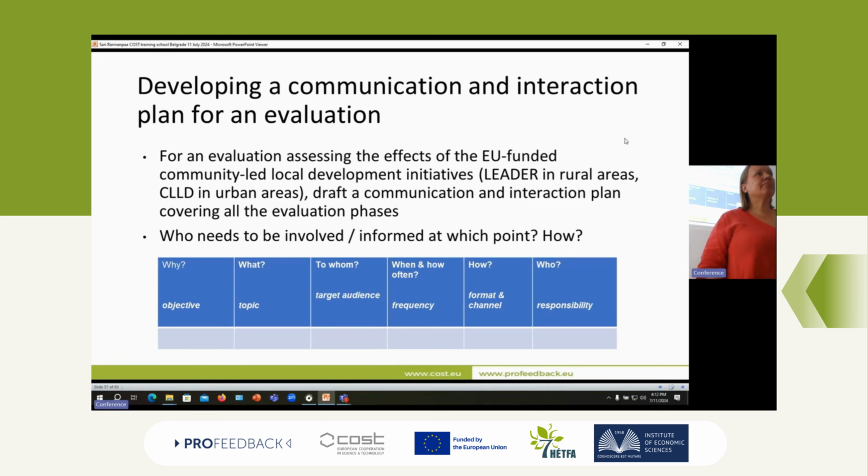basically we also constructed a timeline. We had the beginning of the evaluation, where the main objective is just to inform people, and mostly participants, about the existence of the start of the evaluation, so they know that we are going to contact them throughout the evaluation.